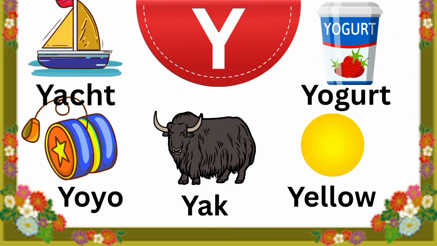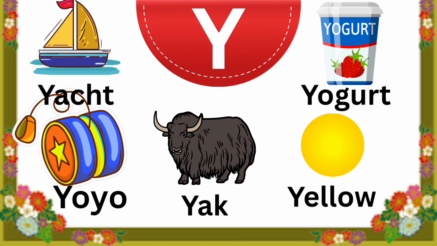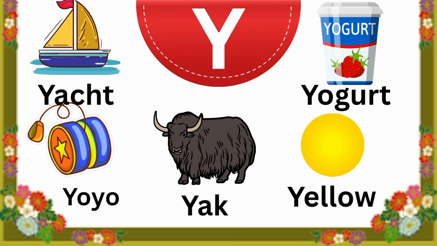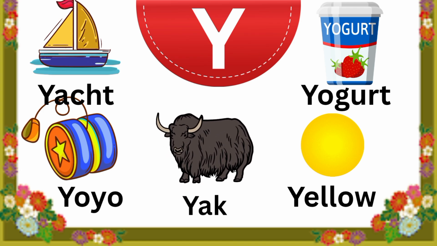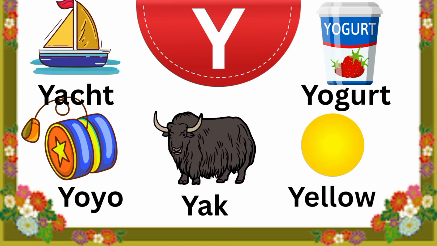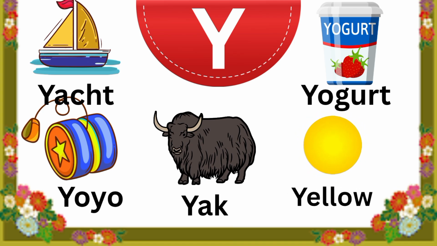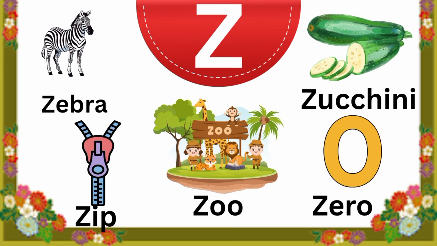Y is for yacht, yacht. Y is for yo-yo, yo-yo. Y is for yak, yak. Y is for yellow, yellow. Y is for yogurt, yogurt.